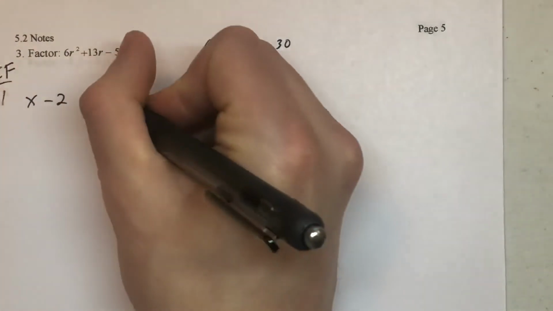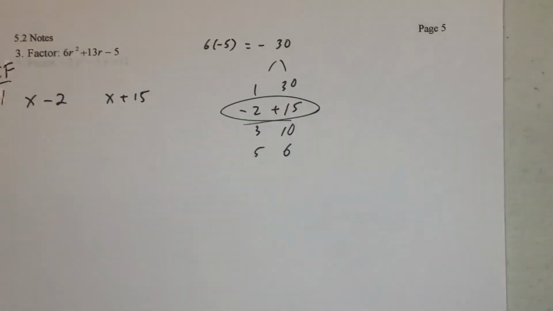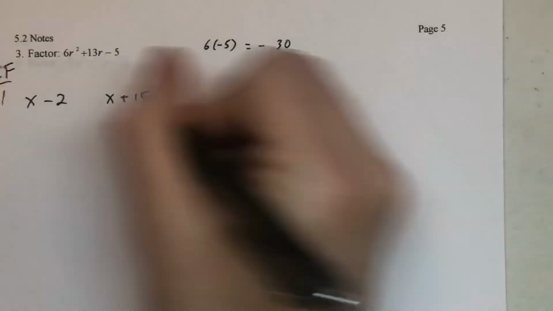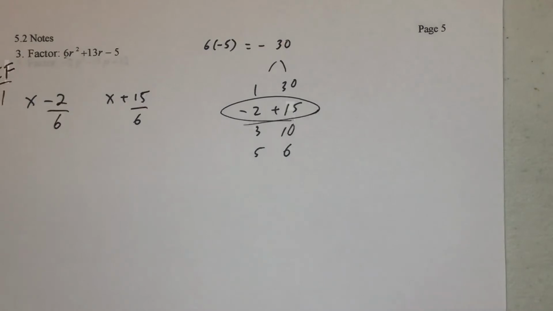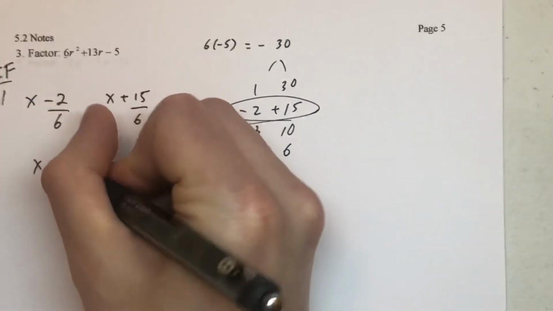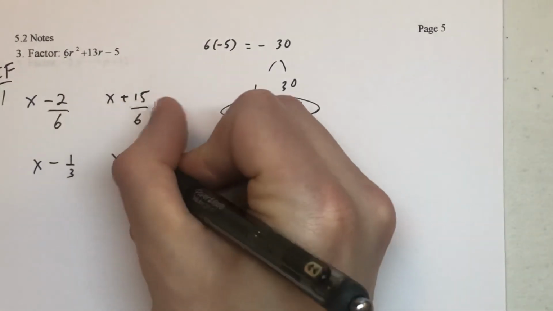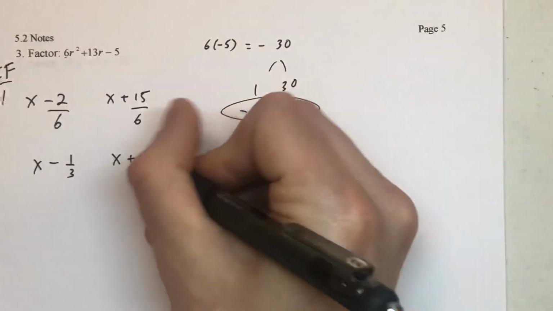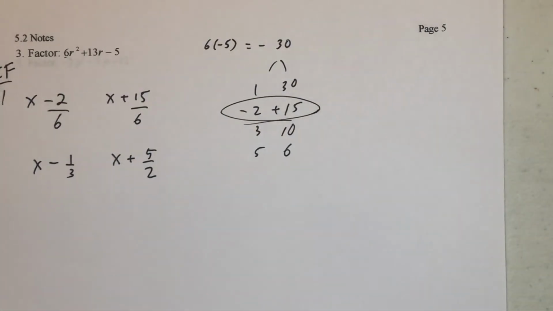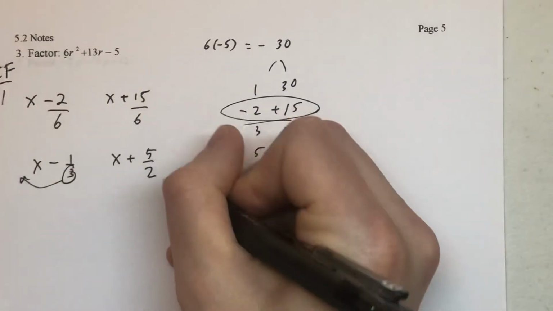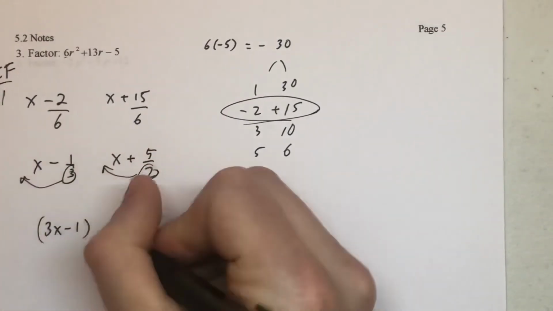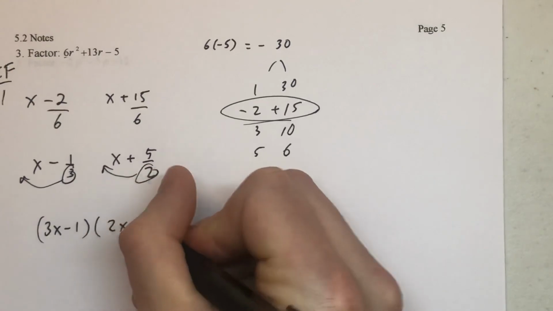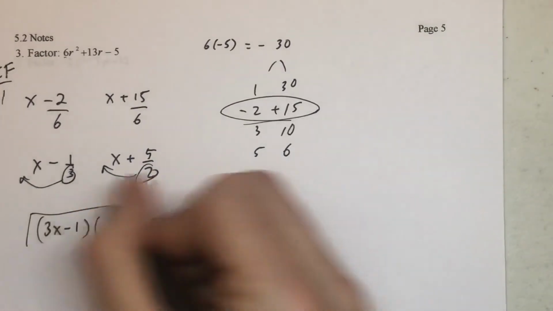So x minus 2, x plus 15. We take those 2 numbers over here. We then use our a to create the fractions, which reduces to x minus 1/3 and x plus 5/2. And then any bottoms come up to 3x minus 1 and 2x plus 5.